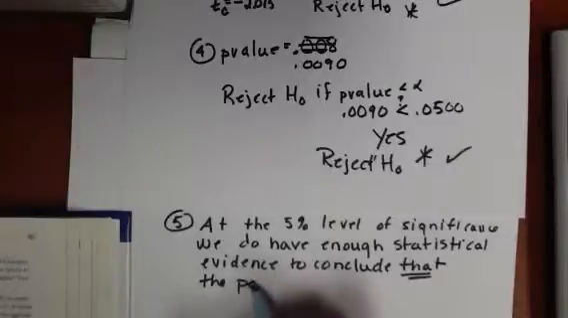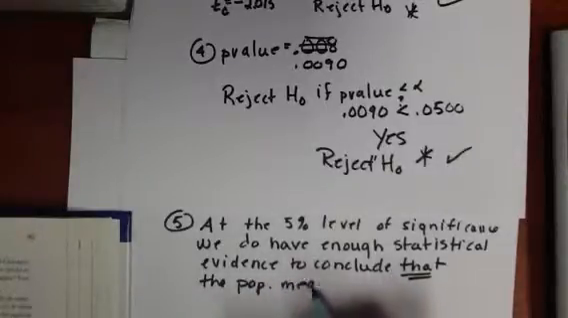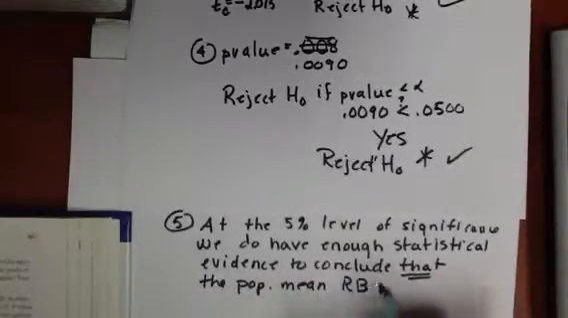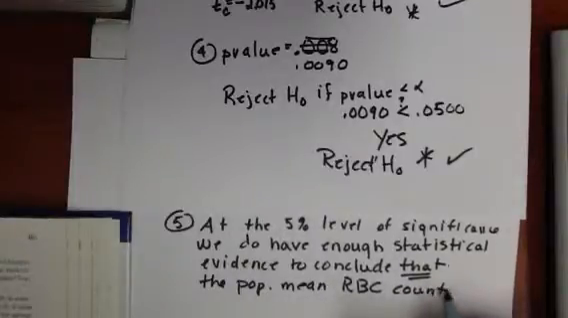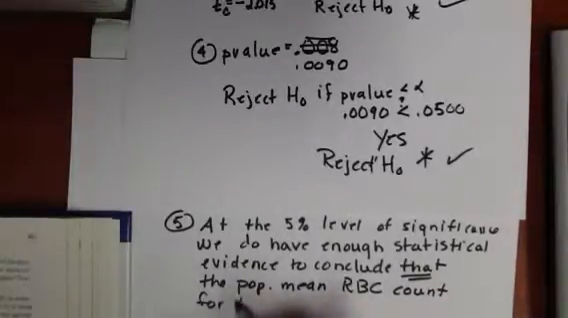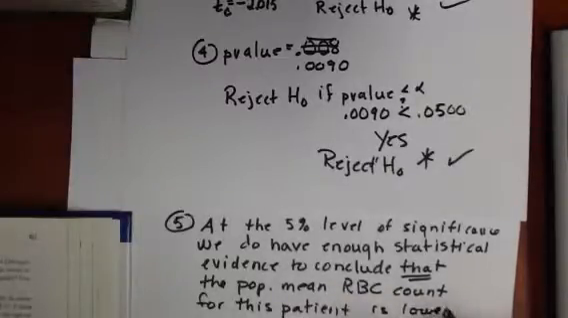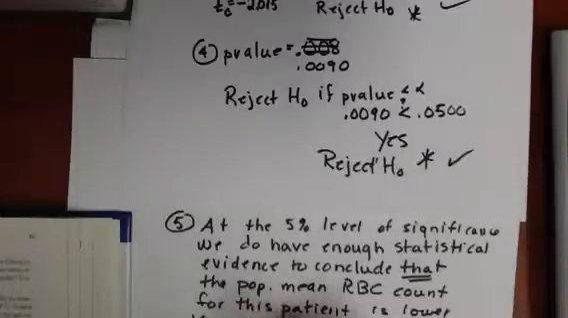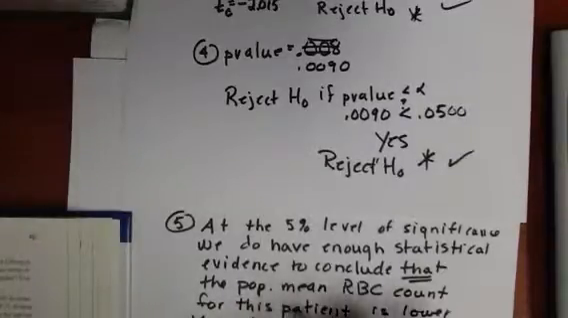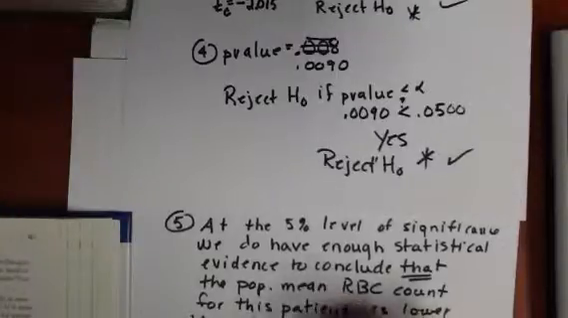The population mean RBC count for this patient is lower than 4.8. Now the trick here is you have to put the units on. 4.8 millions of cells per cubic milliliter.